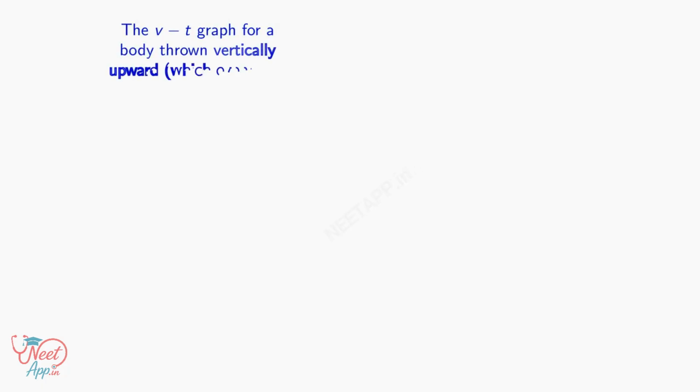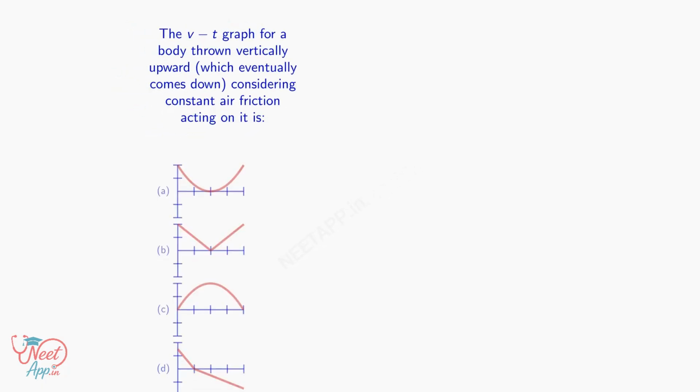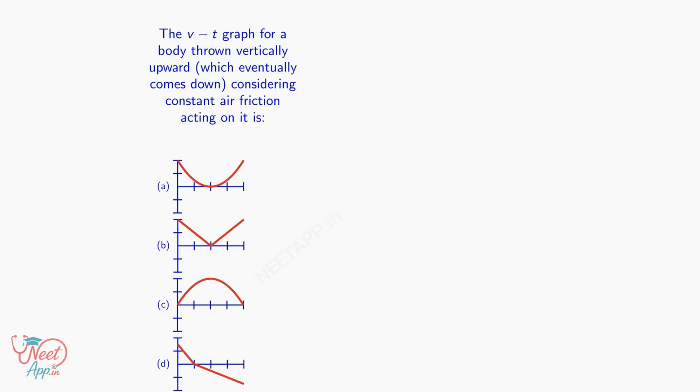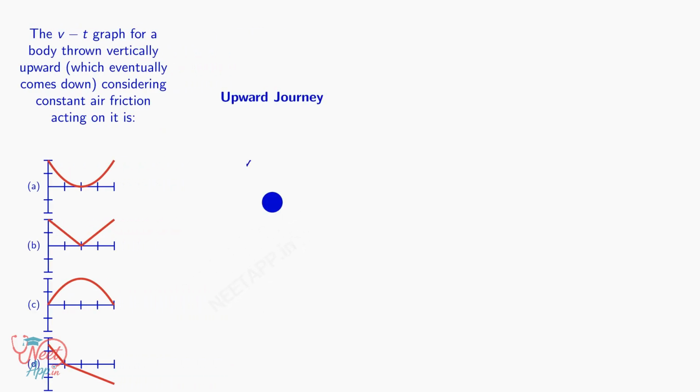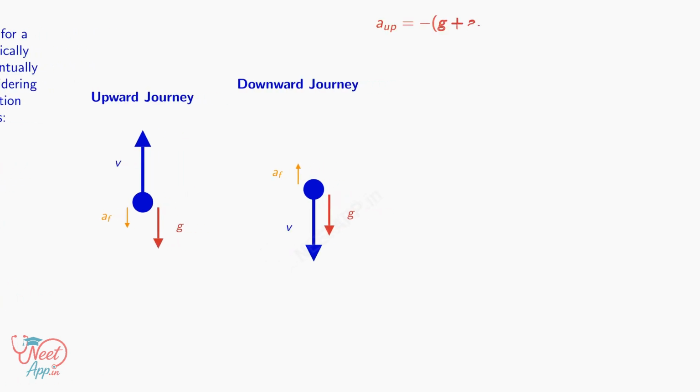We need the correct velocity time graph for a ball thrown upwards, but this time we must include constant air friction. First, let's visualize the forces during the upward journey. The ball moves up, so gravity pulls down. But remember, air friction always opposes motion, so it also pushes down. This means the total downward acceleration is g plus the friction acceleration a. On a velocity time graph, constant acceleration means a straight line, and this one will be very steep.